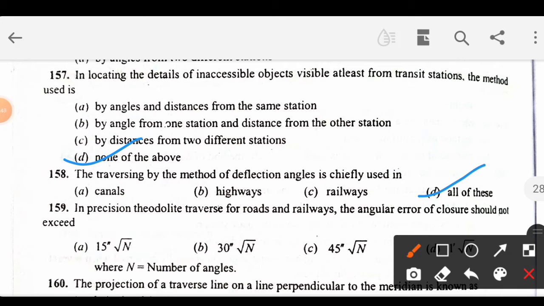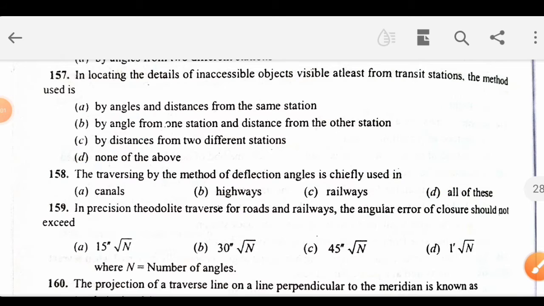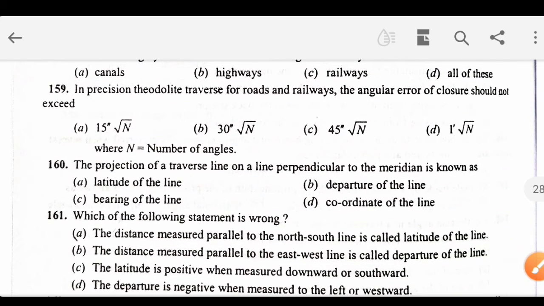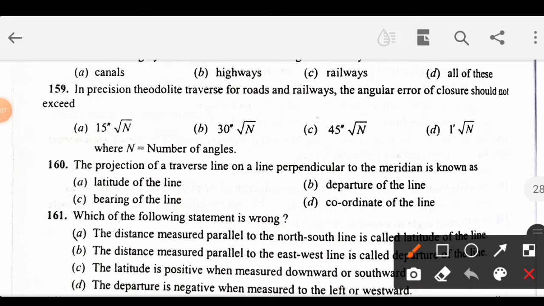In precision theodolite traverse for roads and railways, the angular error of closure should not exceed 1 minute root n. Correct answer D. The projection of a traverse line on a line perpendicular to the meridian is known as departure of the line.